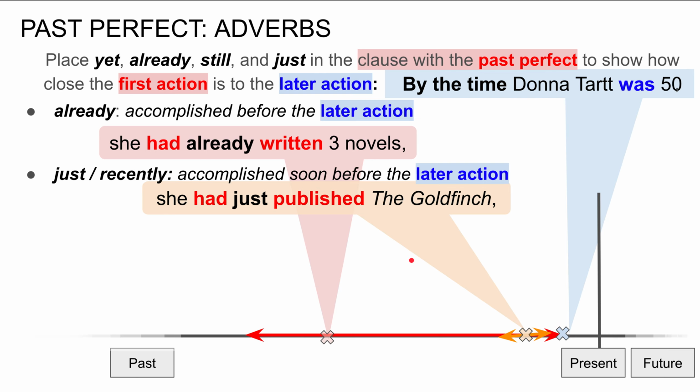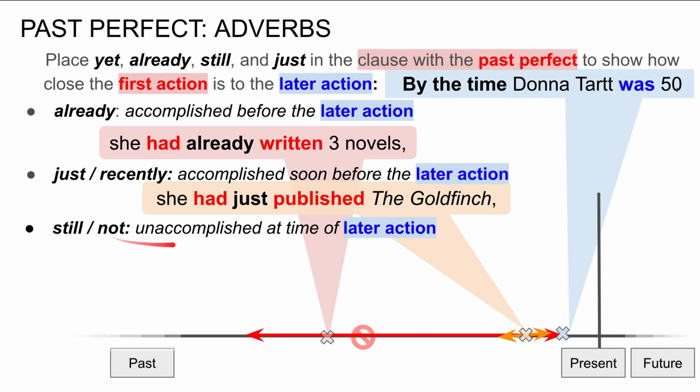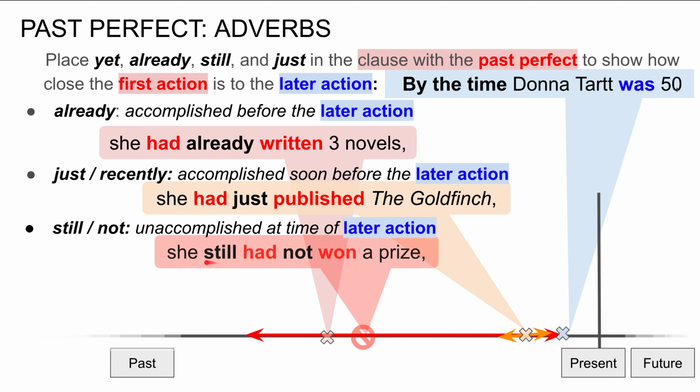Next, still and not are used for actions that have not been accomplished at the time of the later action. So, for example, she still had not won a prize.